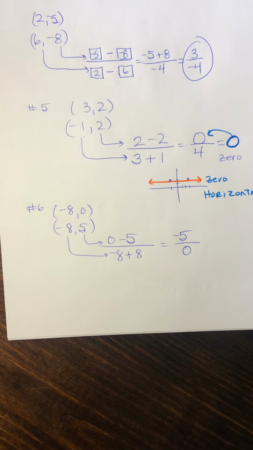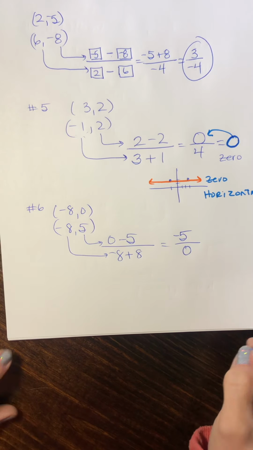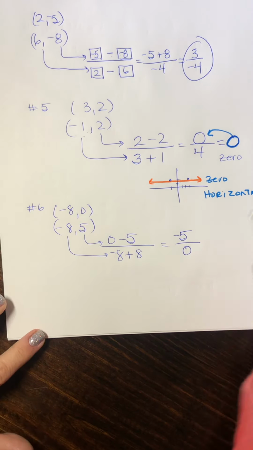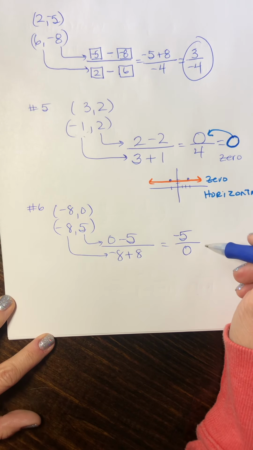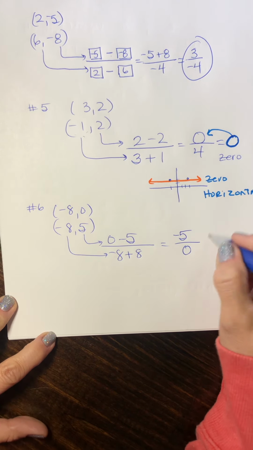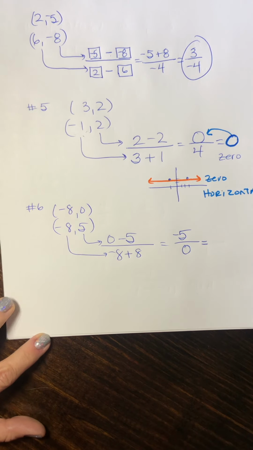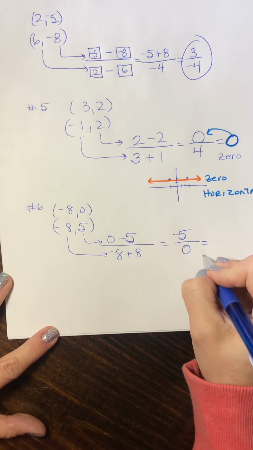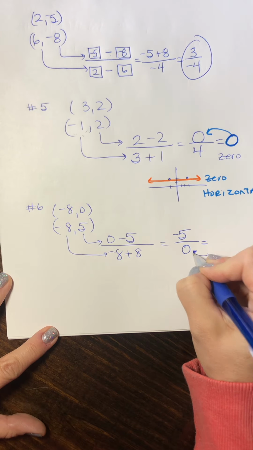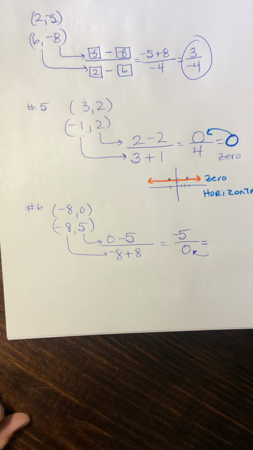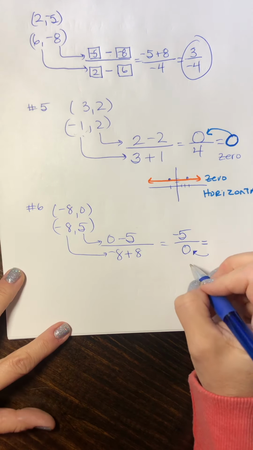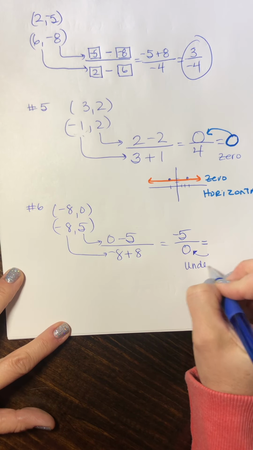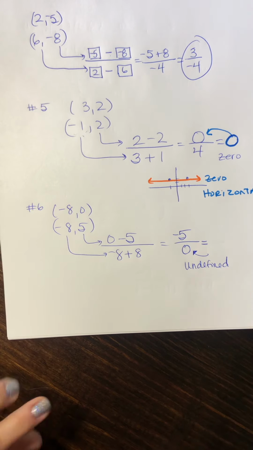Now, a lot of you, when you see a 0, might think that the answer is 0. It's not. When you see negative 5, you might think the answer is negative 5. The answer to this problem is neither negative 5 nor 0. What this means is, try to divide a number by 0 and you just can't do it. Division by 0 does not exist in math. It's called undefined because it doesn't even make sense. You can't divide something by 0.